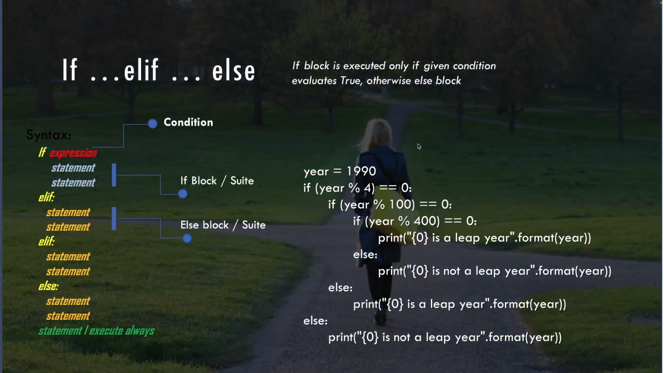Another thing we have here is a nested if else, where you can choose to use if else blocks inside another if condition. So this is called nested. Why? Because you see, you have an if block, inside that we have written another if else block, and inside that we have another if else block. This is called nested.